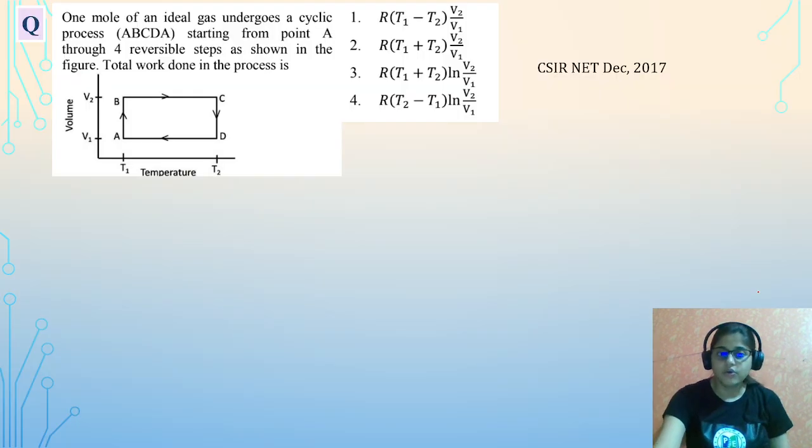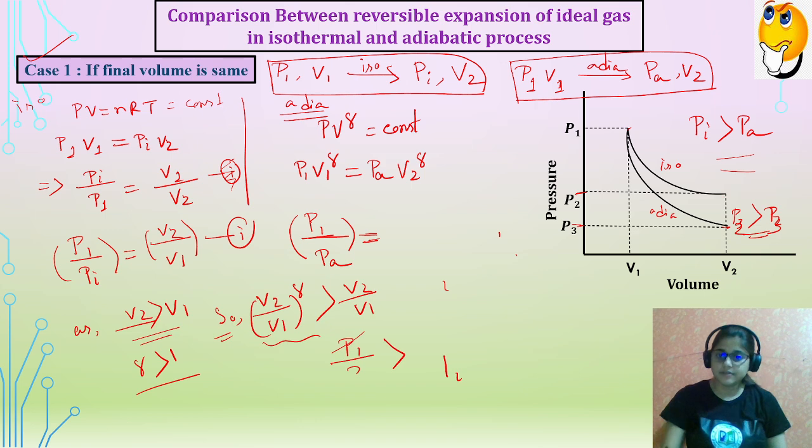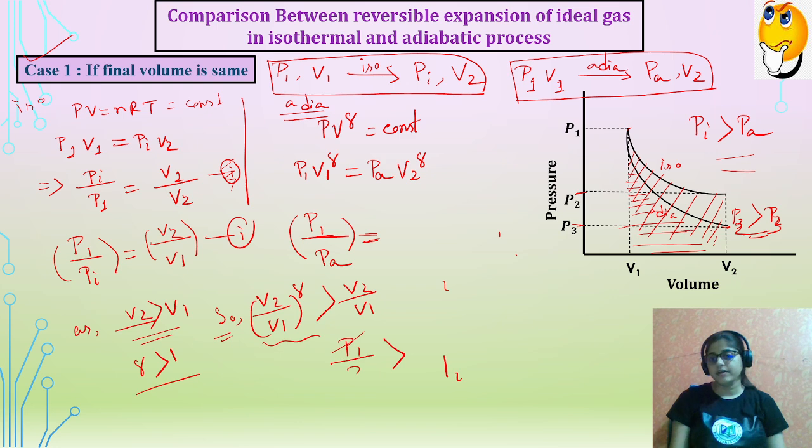Okay, let's go to the previous case. This one has also, this is iso. So iso means this one, and this is adia. Okay, so in this case also, this W iso will be greater than W adia. Okay, fine.